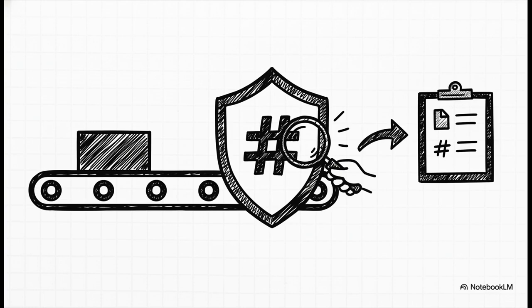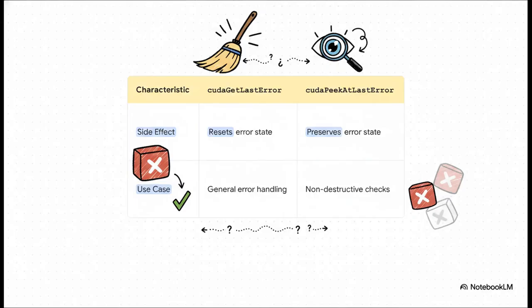This is absolutely essential for serious debugging. Now, when you're checking for these errors, you've got two main tools, and their difference is super important. cudaGetLastError does what it says. It returns the last error. But here's the key part. It also resets the error state back to cudaSuccess. This is what you'll use 99% of the time.